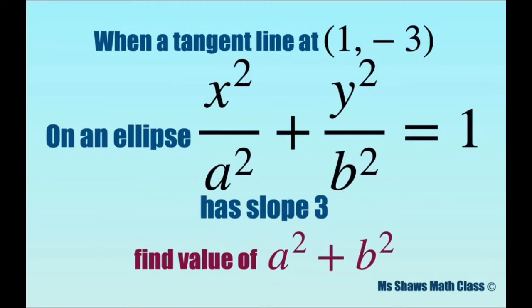Hi everyone. When a tangent line at (1, -3) on the ellipse given here has slope 3, we're going to find the value of a squared plus b squared. So we just have to find a squared and b squared and add them up.